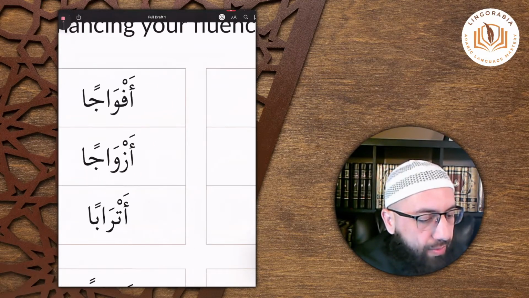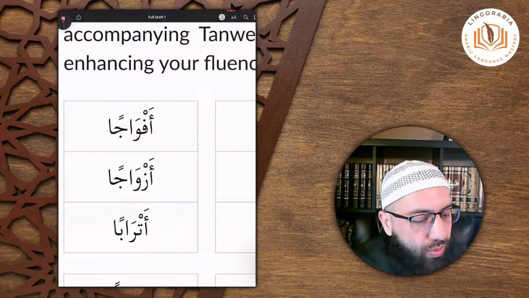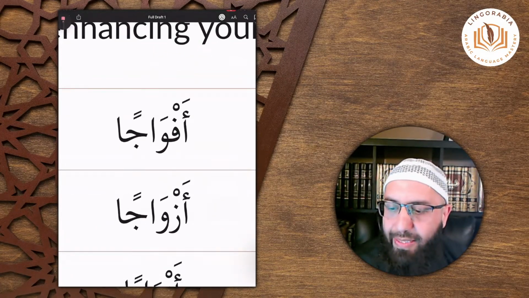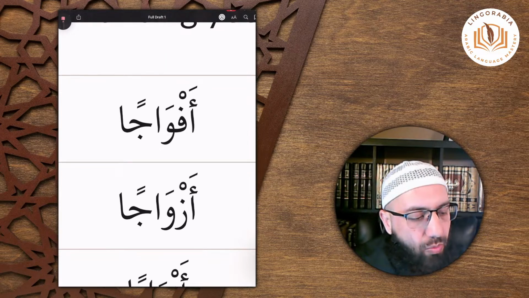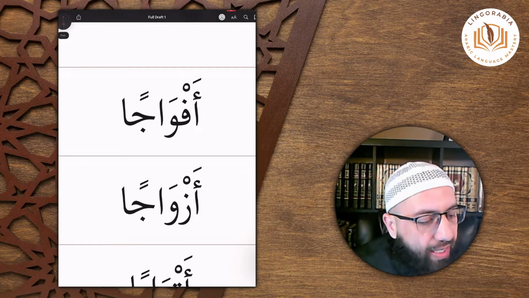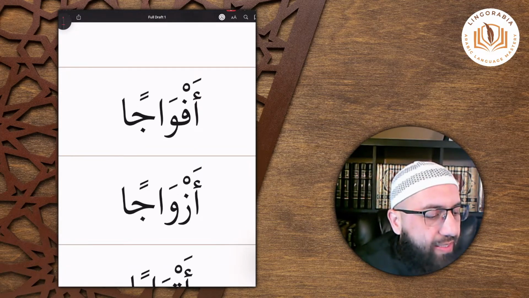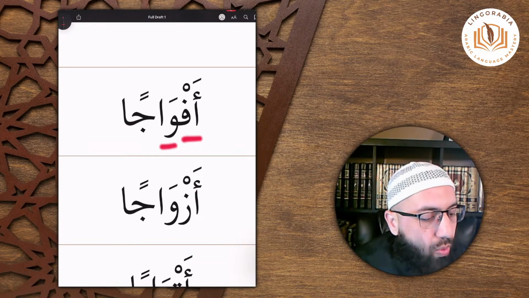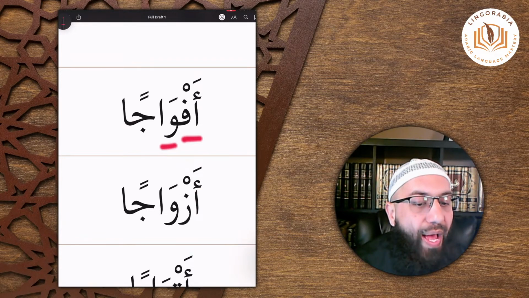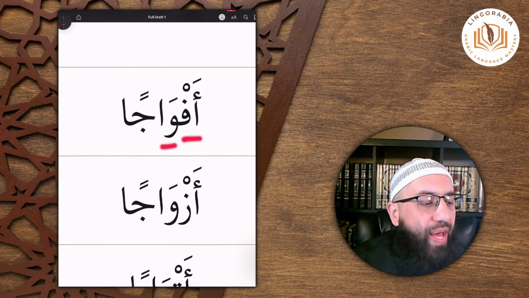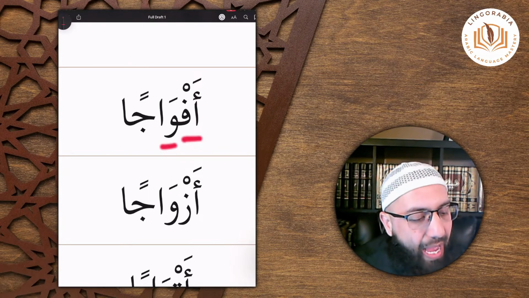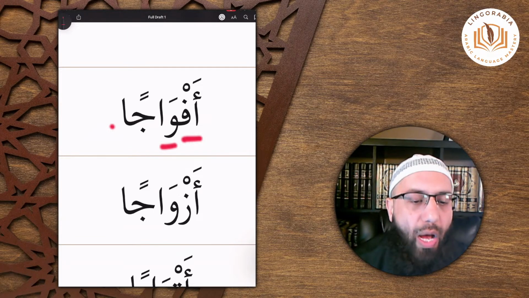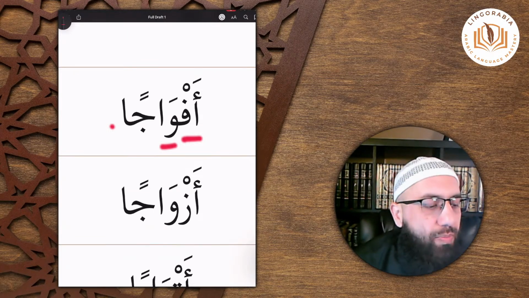Let's do this one, a bit more complex, guys. A more complicated word. So you got here Hamza with the Fatha and the Fa. You read this as "fa". You read the Waw with the Fatha and the Alif as "wa". "Fa", "wa". But now comes the important part, this one. So if this is a full stop, how would you read it?